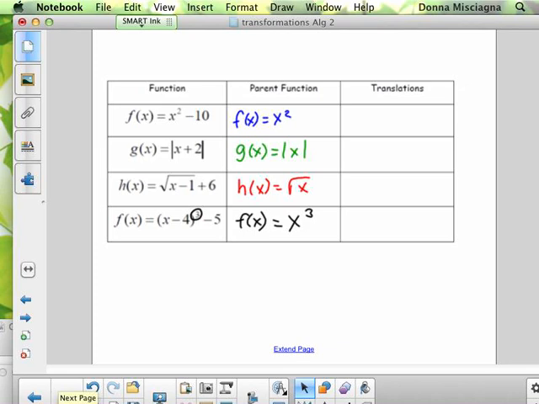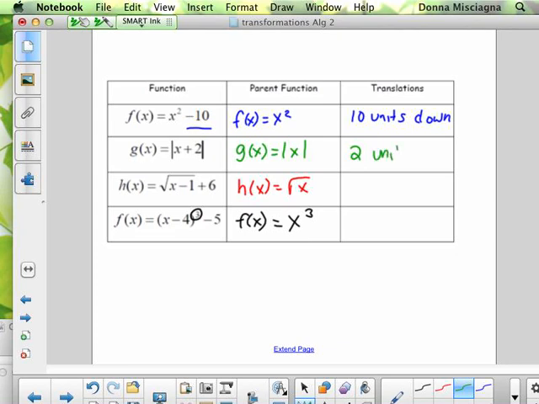In the first one, we have a minus 10. Not added to x, it's added to the whole function. So what's that mean for our graph? It means our graph is going to translate 10 units down. You try and think of them before I say them, informally quiz yourself. So I've got a plus 2 inside the absolute value bars. Plus 2 means it's going to move 2 units to the left because it's added to the x. So 2 units left.